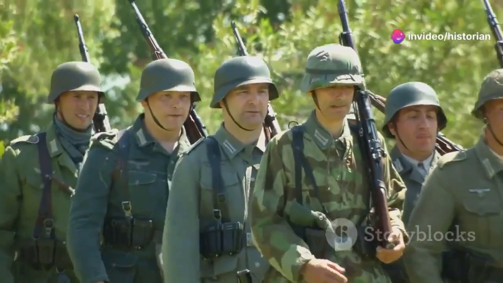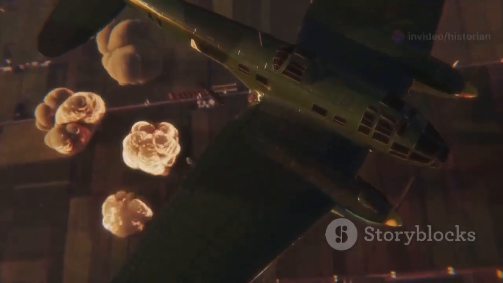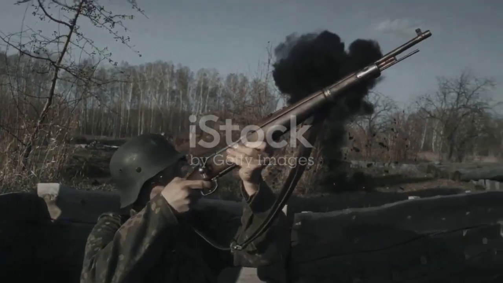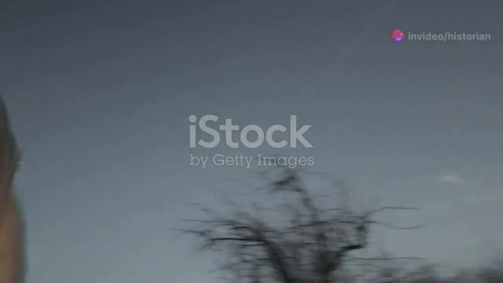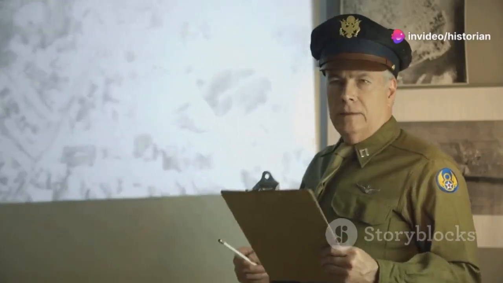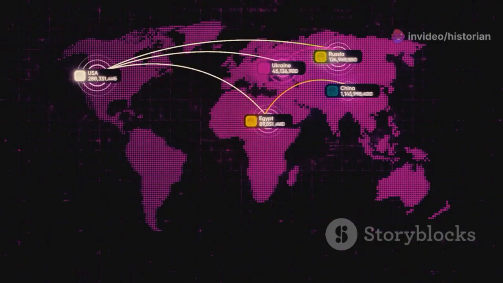The causes of World War I and World War II were complex. They involved politics, economics, and social factors. World War I was triggered by the assassination of Archduke Franz Ferdinand of Austria-Hungary in 1914. This event set off a chain reaction among the major powers. Alliances and rivalries turned a local conflict into a global war.